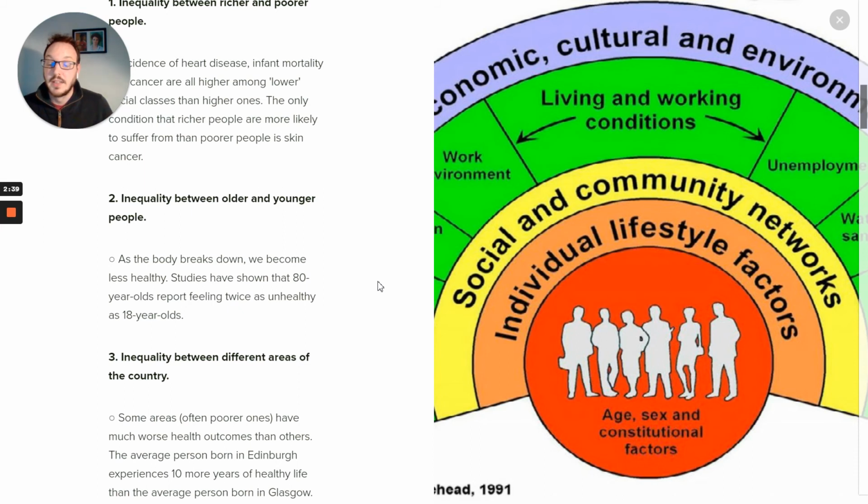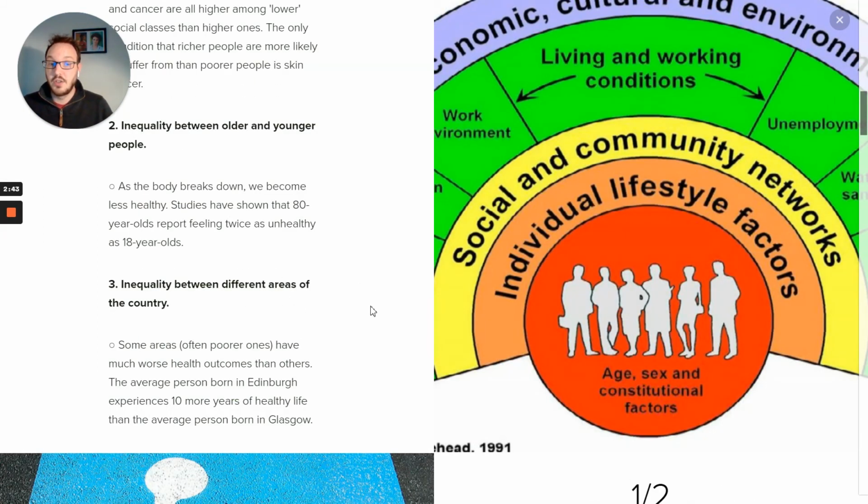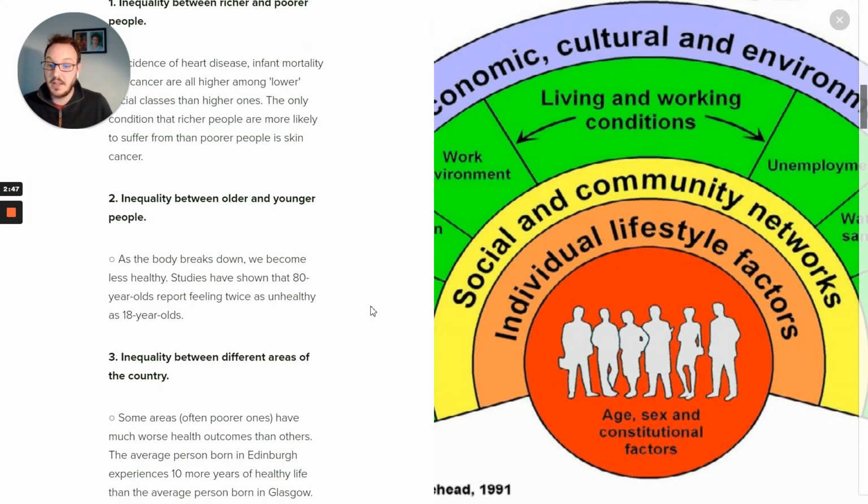Finally, there's a big inequality between different areas of the country. Some areas, often we think poorer ones, have much worse health outcomes than others. So where there are more people with lower incomes in lower social classes, we tend to find poorer health outcomes. The average person born in Edinburgh experiences 10 more years of healthy life than the average person born in Glasgow. That's insane. 10 years more of healthy life. That's not just of life overall, it's actually being healthy.